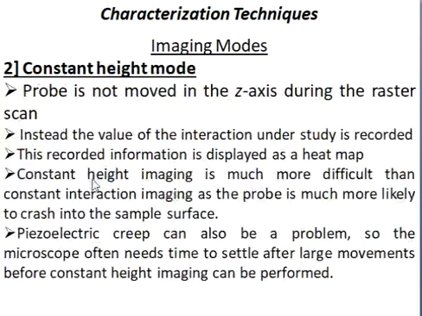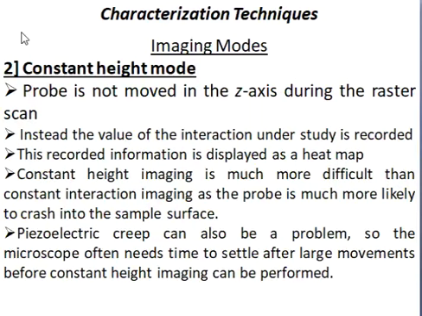Next one is constant height mode. Here, as we have learnt in AFM, the probe is maintained at a particular distance from the surface. So the probe is not moved in the Z axis during the raster scan. Instead, the value of the interaction under study is recorded. This recorded information is displayed as a heat map.